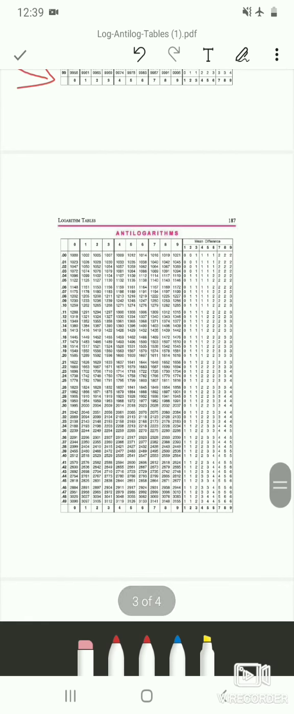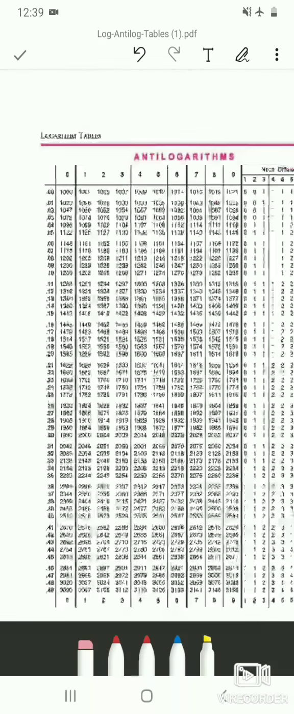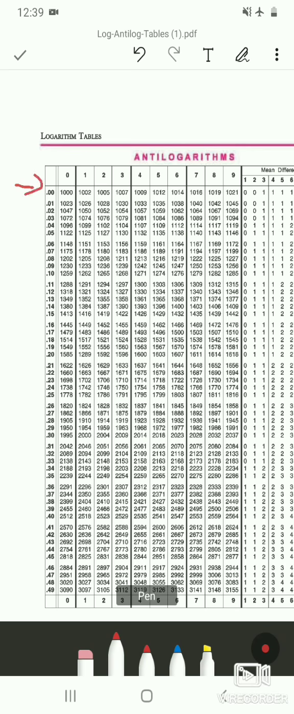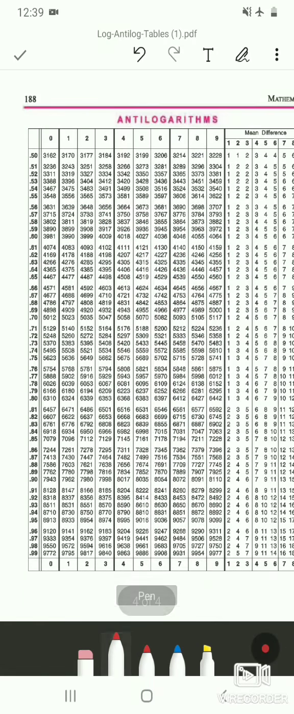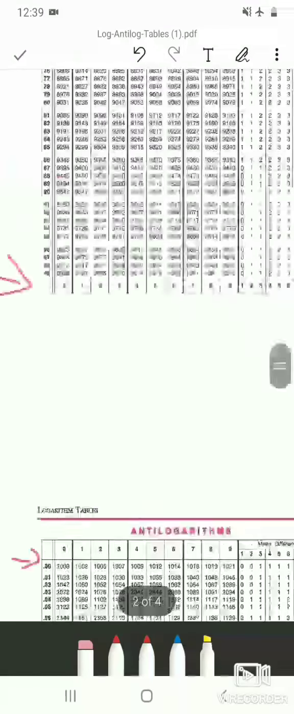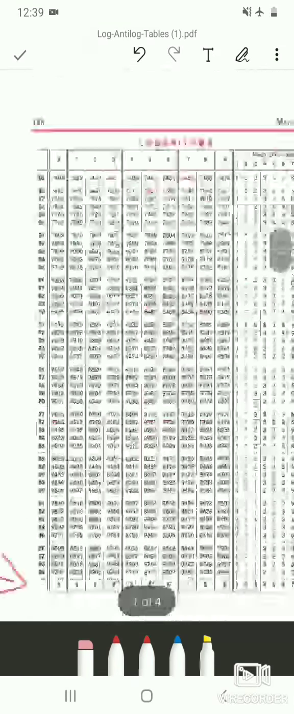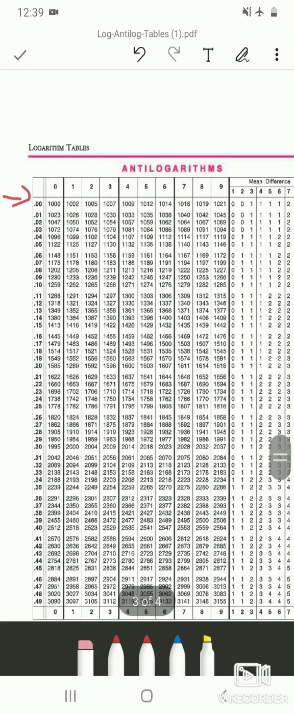So in the anti-logarithm table you can see the value starts from 0.00 up to 0.99. So you can find out the difference between the logarithm table and the anti-logarithm table. Here the value starts from 10 to 99, whereas in anti-logarithms the value starts from 0.00, because in finding an anti-logarithm we just use the mantissa part, which will be in decimal. So that's the reason the anti-logarithm table starts from 0.00 up to 0.99.